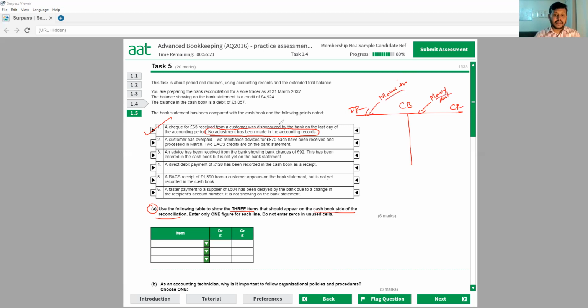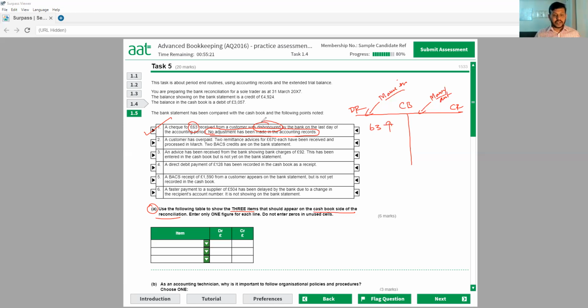Now, if I receive a check from a customer for 63, I already recorded that on the debit side because I received the check and I already updated my account. I said my cash balance will go up by 63. But when I give it to the bank, they said there is no money in that person's account. So the bank dishonored it. The check is bounced. Now I have to reduce my balance from the cash book, isn't it?